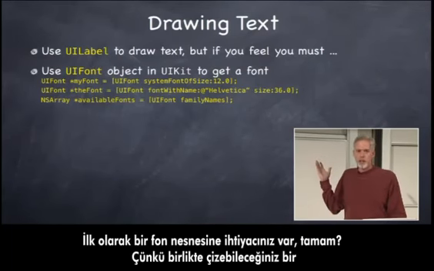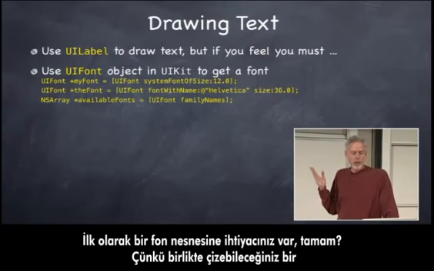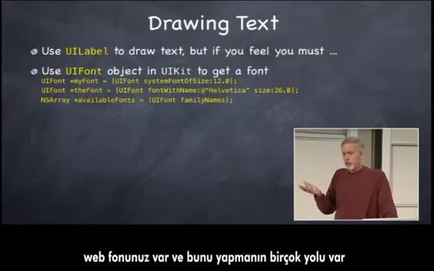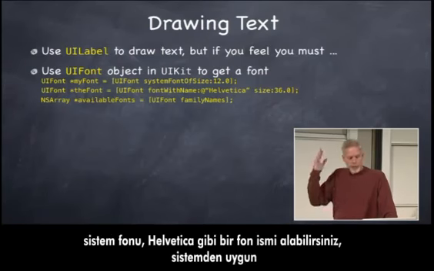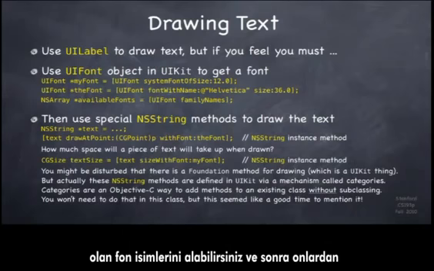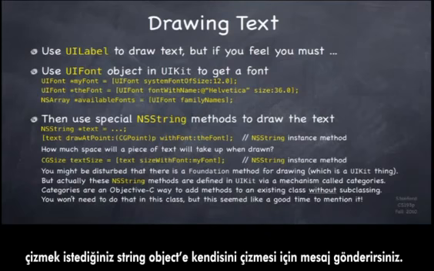First, you need a font object, because you have to specify what font you're going to draw with. And there's a lot of ways to do it. System font, you can get a font by name like Helvetica. You can get the list of available fonts on the system and then pick one out of there. But you get your font from the font class. And then, this is very counterintuitive, but you actually send a message to the string object you want to draw, telling it to draw itself.